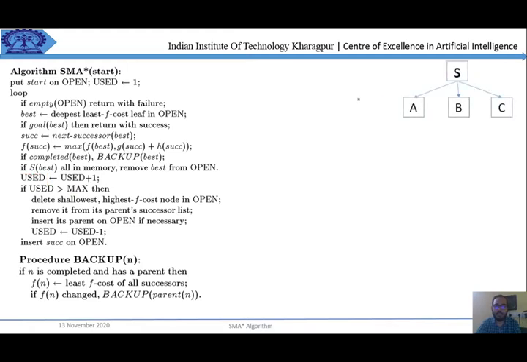Let's suppose this is the graph I have taken for simplicity. This is the start node, followed by three successors of the start node. Let's start with the open list. I keep the start node in the open list, and used equals 1. Since right now it is in the open list, this particular line will not be executed. Since I have to find the least f-cost leaf in the open list, and there is only one node, this is the base node, and it is not the goal node, so this should not be executed. And I have to find the successor of the base node.